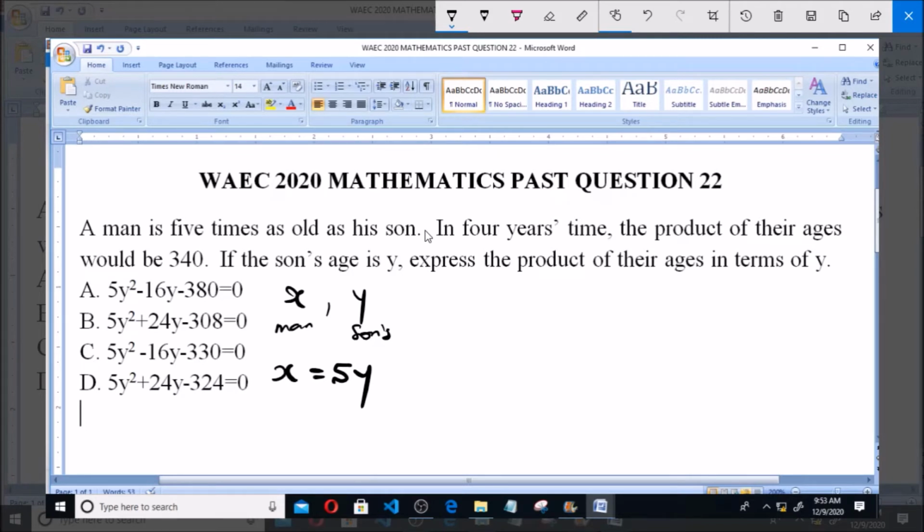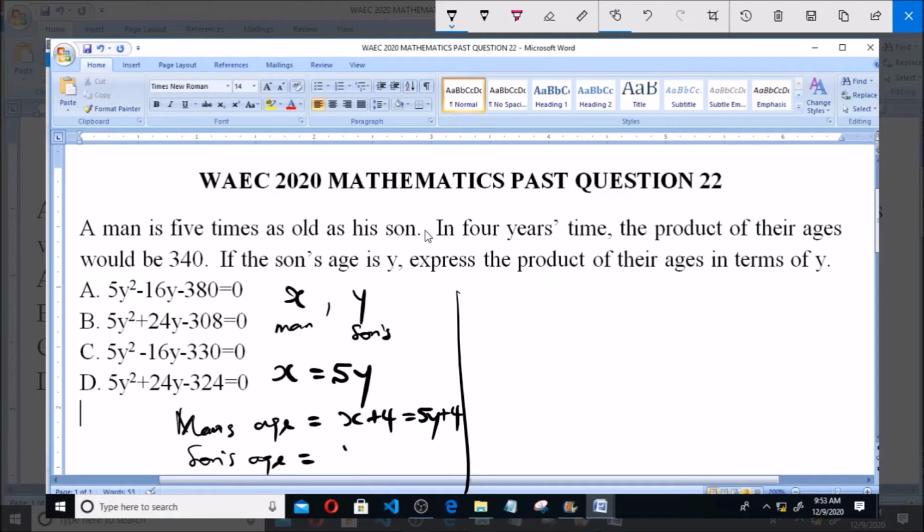Now in 4 years' time, the man's age will be equal to x plus 4. And since x is equal to 5y, that means it's equal to 5y plus 4. Then the son's age also in 4 years' time is equal to y plus 4.